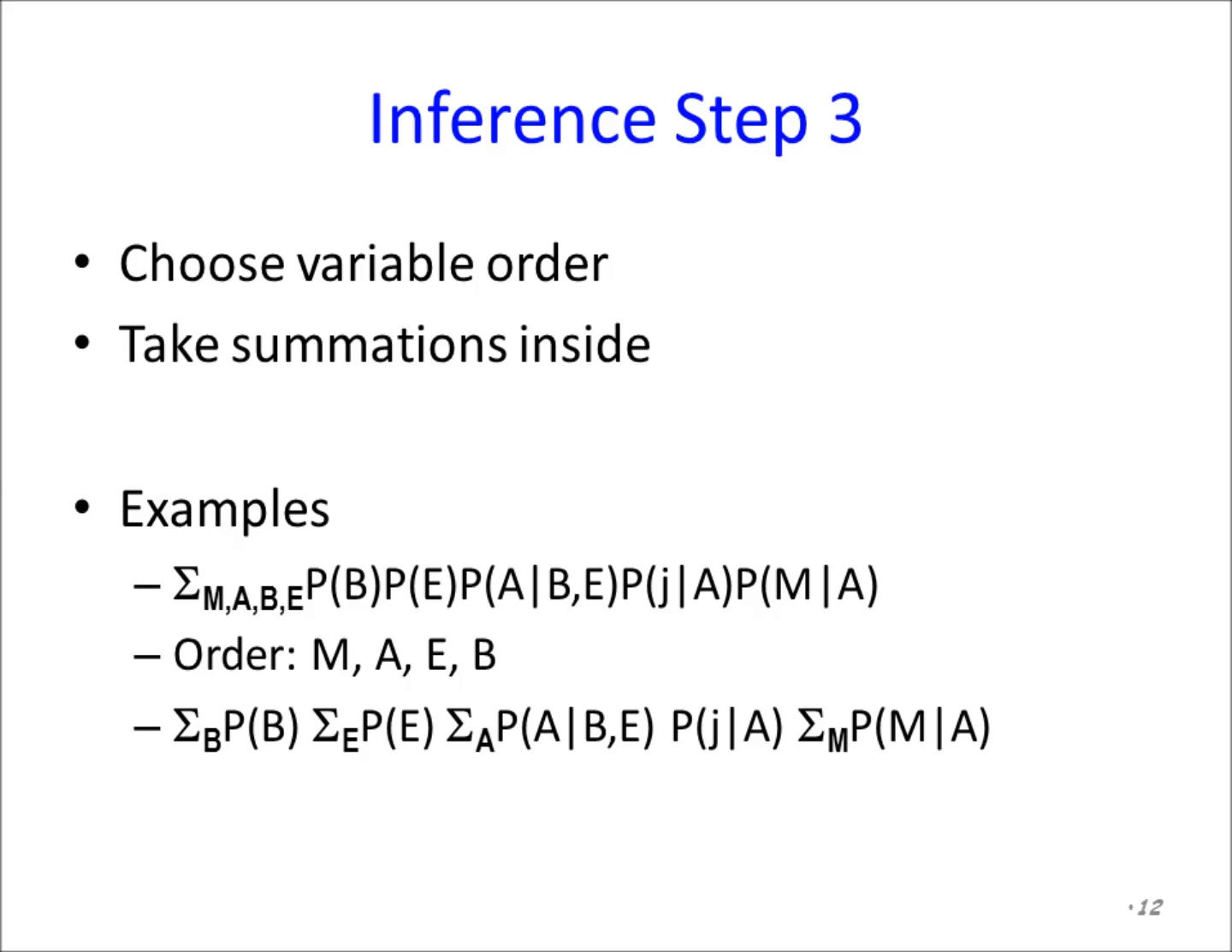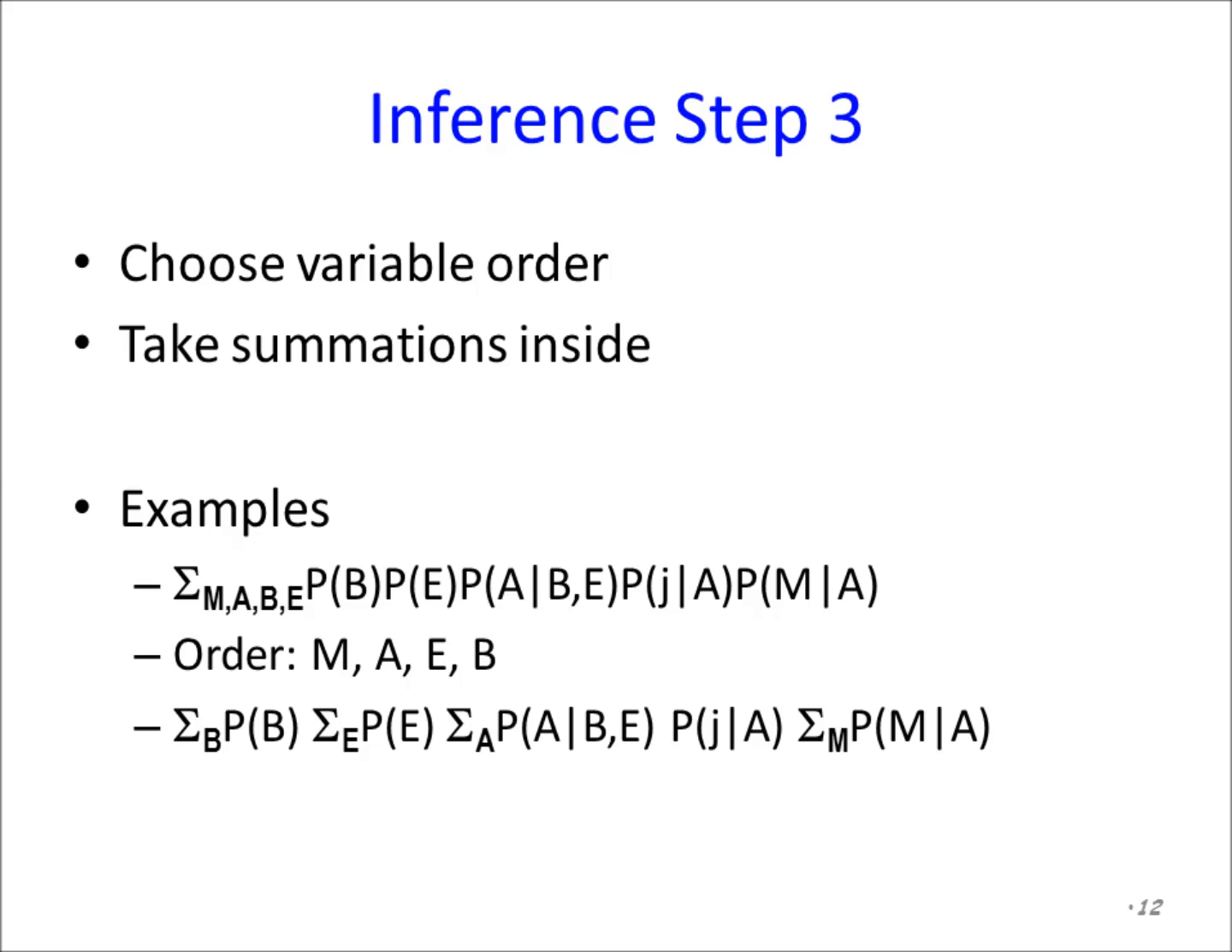Next I want to eliminate A. Let's see what factors have A in them. P(A given B, E) has A in it, P(J given A) has A in it, and the new factor I created after eliminating M has A in it. So I will take all of their products and sum A out. Similarly, I will sum E out. This is a function of E because of the E in P(A given B, E). So I will multiply it with P(E), sum E out, and then eventually I will multiply with P(B) and sum B out.